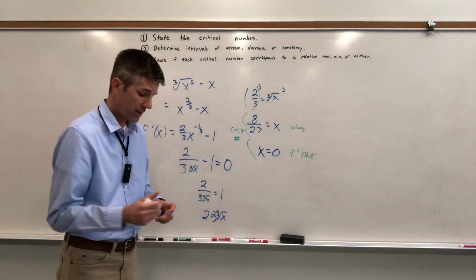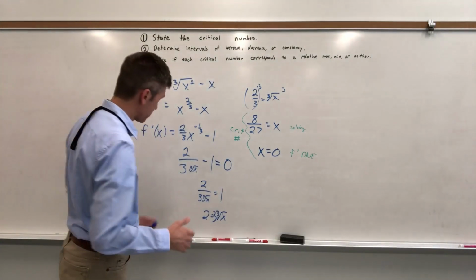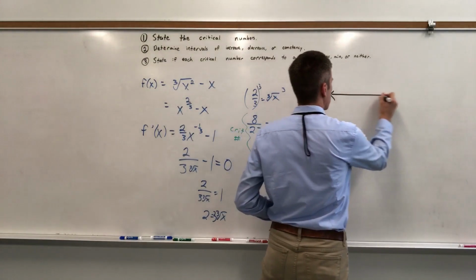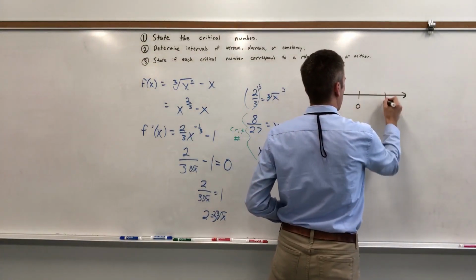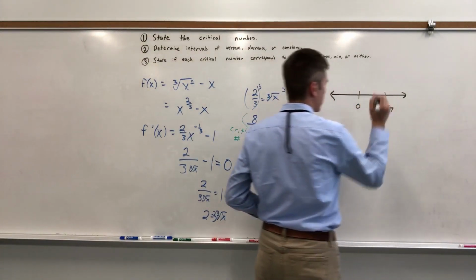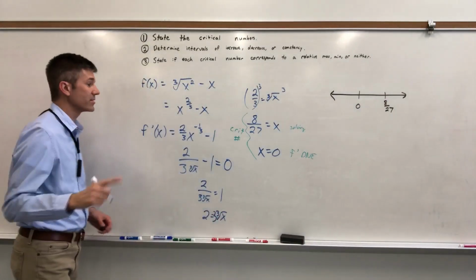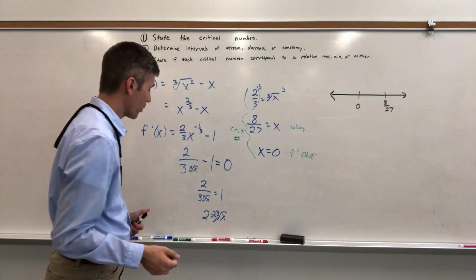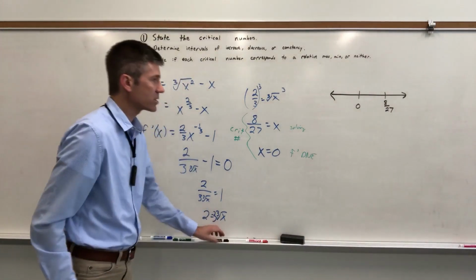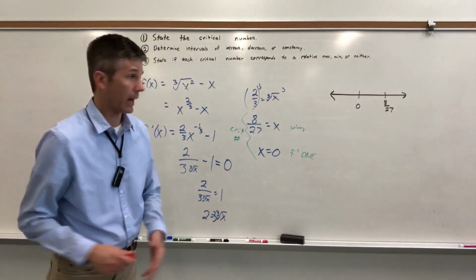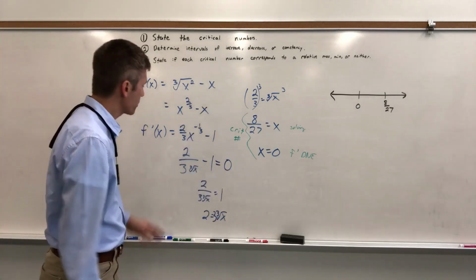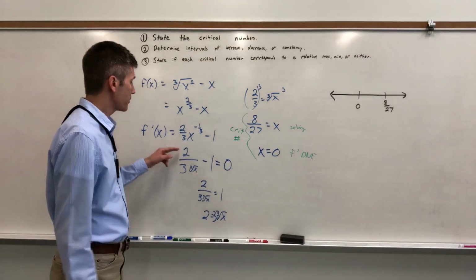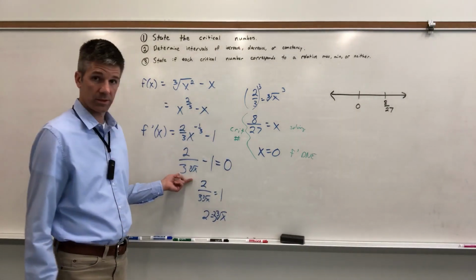Now that we have that in mind, let's draw our number line with some sign analysis with a very loud marker. 0 and 8 over 27. Okay, we're going to plug numbers into the derivative, and we are going to do this in our head. Watch out. Okay, let's first of all plug in an enormous number, like 1,000,000. Okay, you plug in 1,000,000. The cube root of 1,000,000 is big. You have 2 over 3 times enormous.